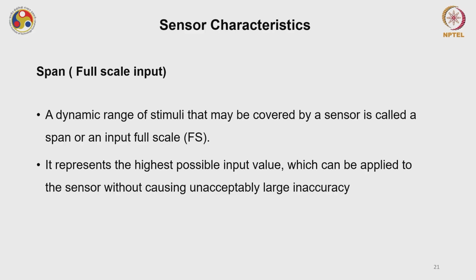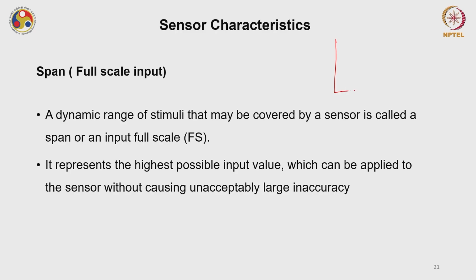Let's move towards another important characteristic which we have been using for some time, which is span. Span is also known as FSI, full scale input. So the dynamic range of stimuli that may be covered by a sensor is called a span or an input full scale. We usually denote it with Fs. It represents the highest possible input value which can be applied to the sensor without causing unacceptably large inaccuracy. Again, let us understand this with the example of a gas sensor.